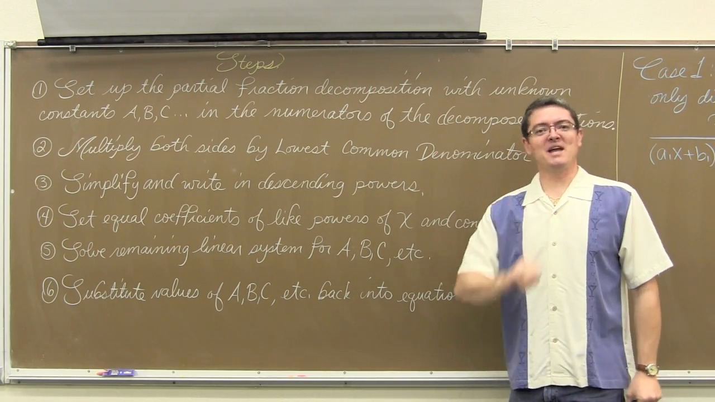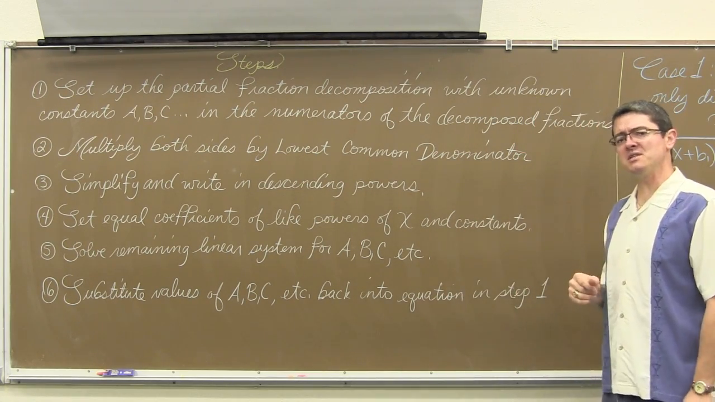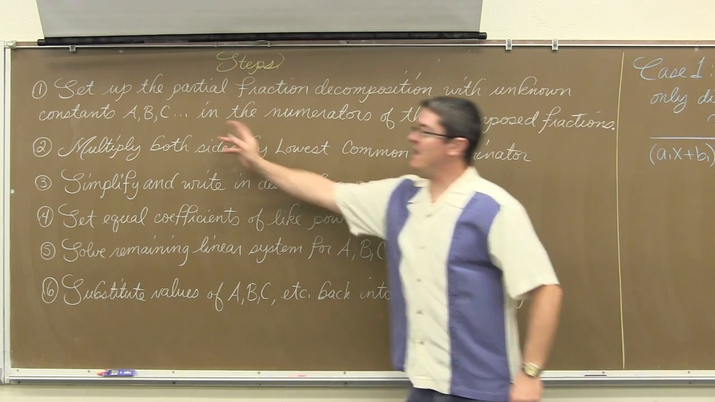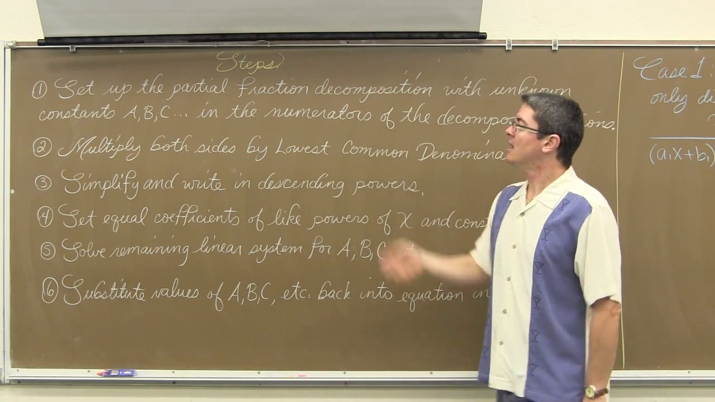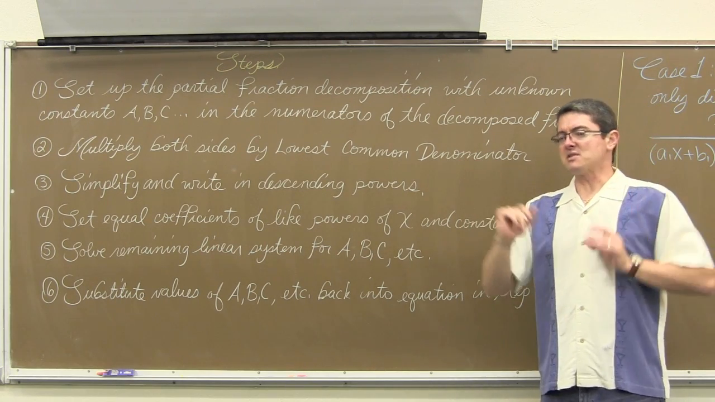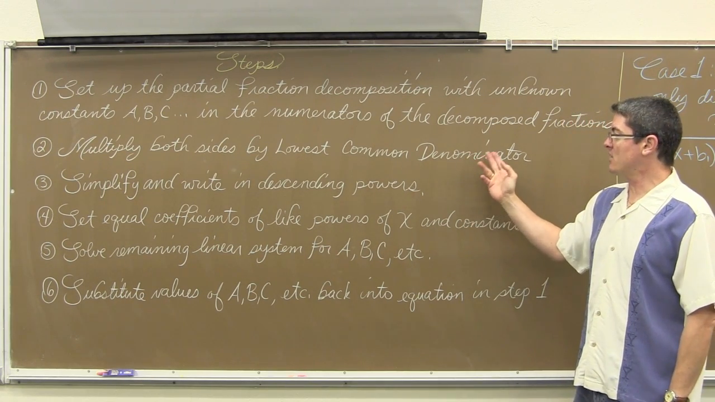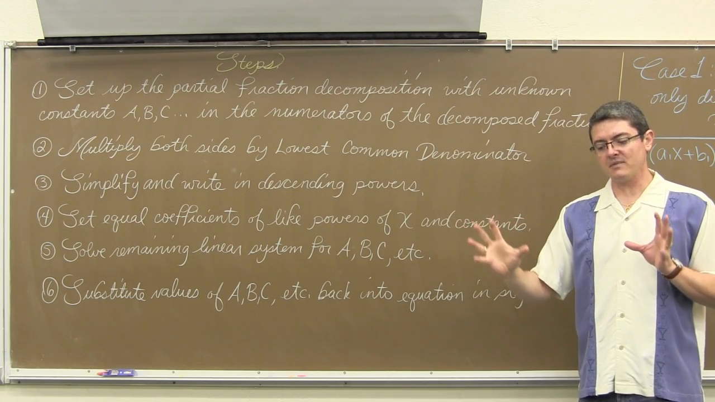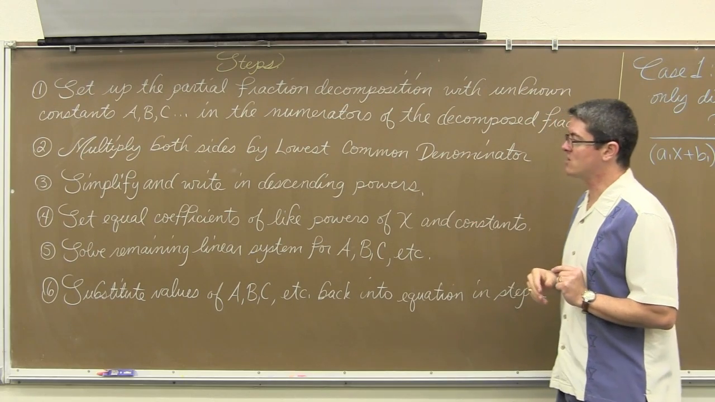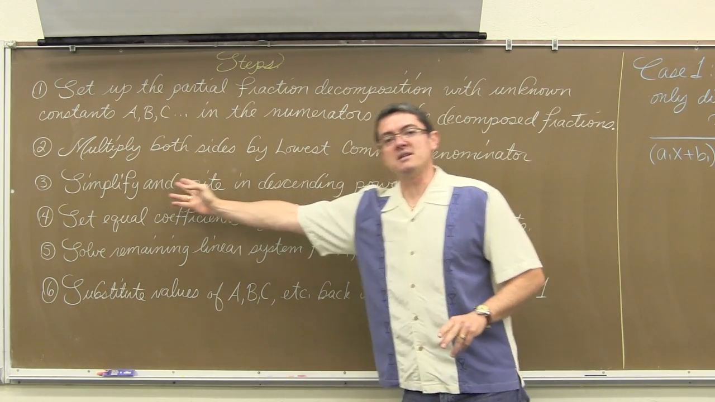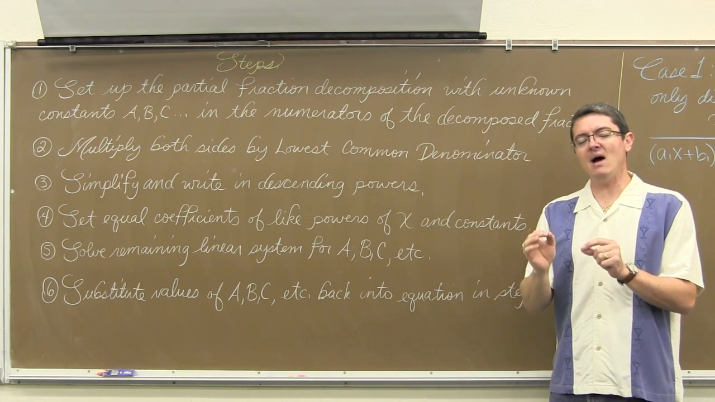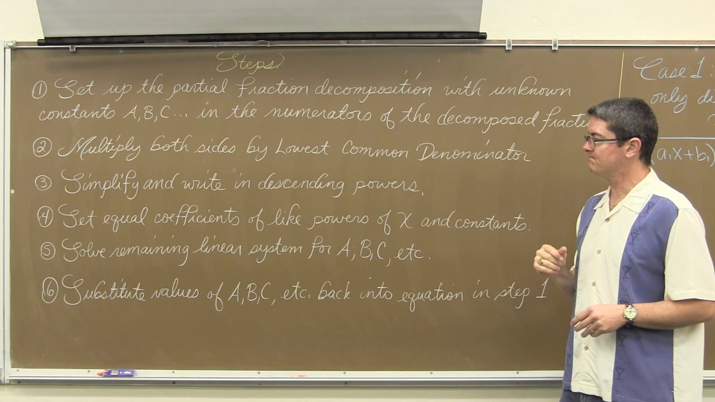Through these 4 examples, you're going to see me do these 6 steps. We're going to set up the partial fraction decomposition with unknown constants of a, b, c, however many you need, in the numerators of the decomposed fractions. Then I'm going to have an equation set up, and I'm going to multiply both sides by the lowest common denominator. I'm going to have a bunch of fractions set up, so I'm going to look at all those denominators, find the LCM, and then multiply that to both sides of the equation. I will then simplify both sides of the equation, most of the work's going to be on the right, and write the powers, the exponents, in descending order.